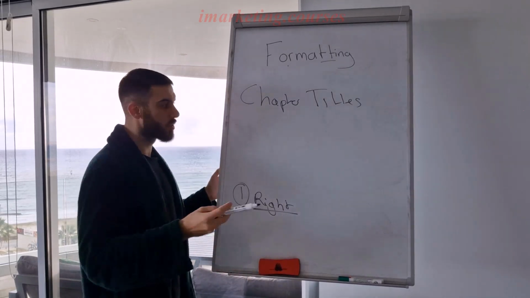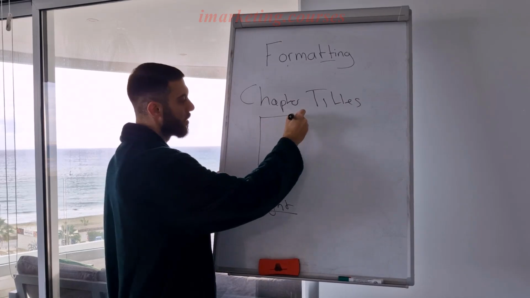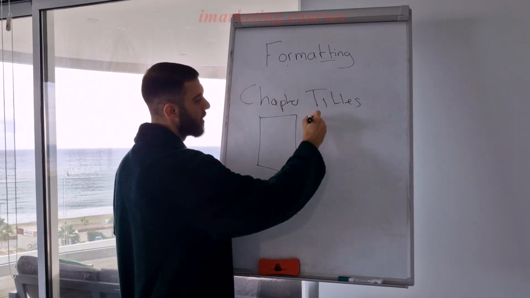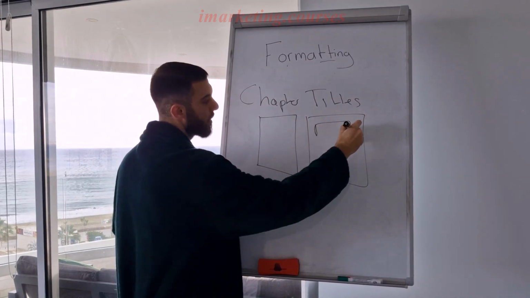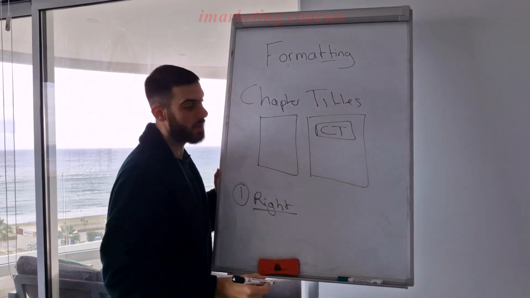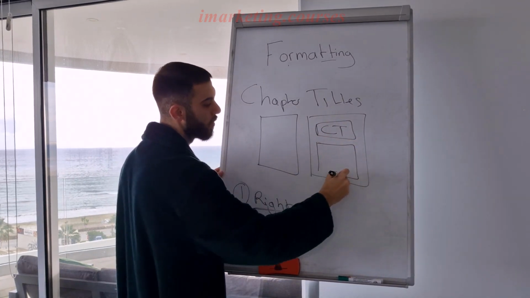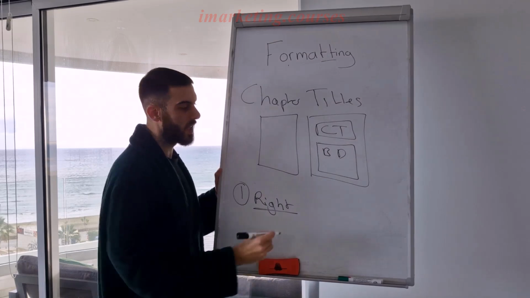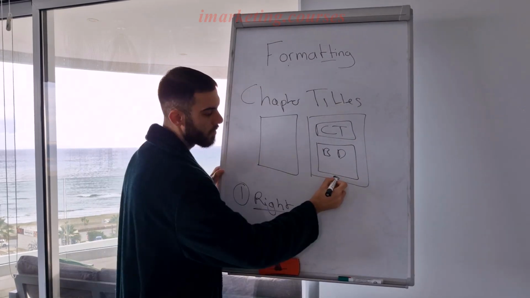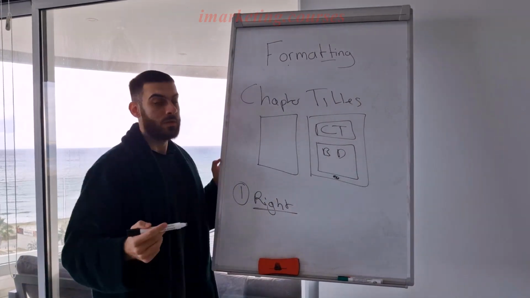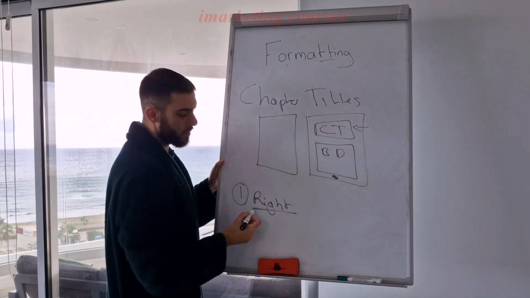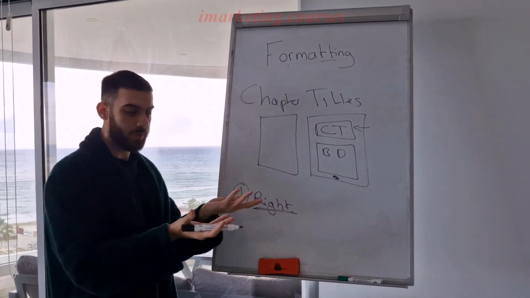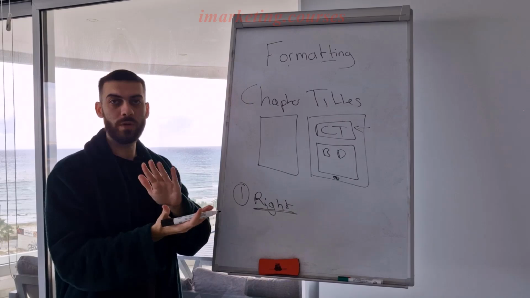So you're going to open your book, scroll through it, and then over here, you're going to have a blank page, and over here, you're going to have your chapter title, CT, chapter title, and then here, you're going to have your body text, BD, and then maybe your page number down here as well. I'll just circle that. So your chapter title always starts on the right page. So when someone opens your book, your chapters start always on the right page.